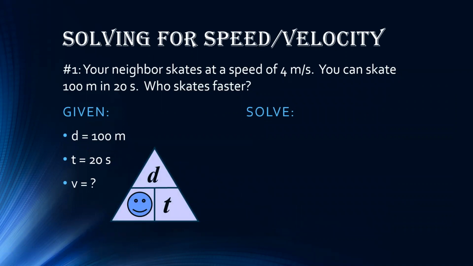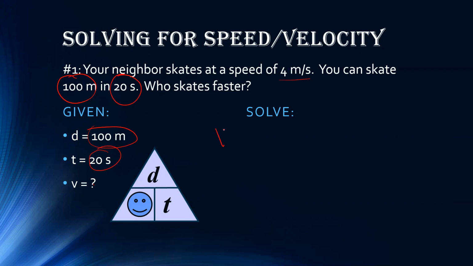So your neighbor skates at a speed of 4 meters per second. You can skate 100 meters in 20 seconds. So we need to figure out who skates faster. They've already written out our givens here. Our first given was distance, and that was 100 meters. And our second given was time, and that's 20 seconds. So we need to figure out the velocity.